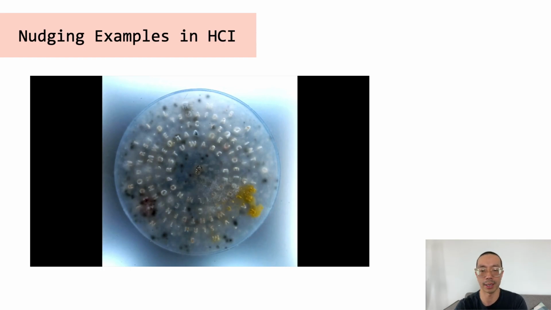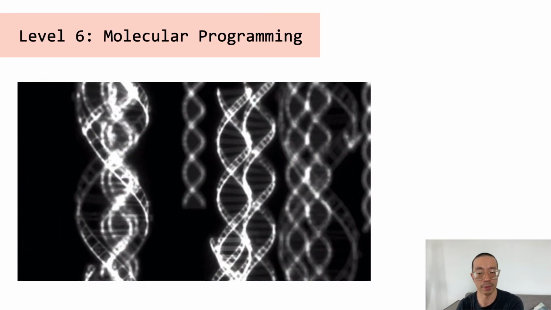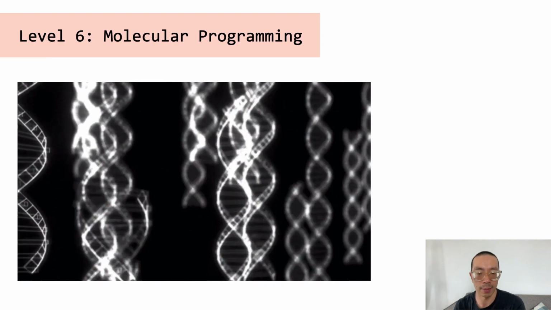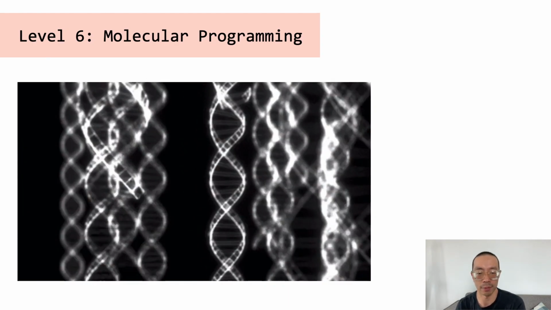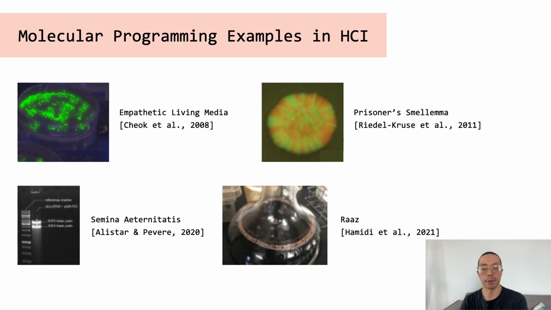And lastly, level 6 is molecular programming, which involves addition, removal, enhancement, and alterations of DNA. Through molecular programming, various phenotypes can be generated from the microbes that could help surface their livingness. Although there are only a limited number of examples in HCI that use molecular programming, it can potentially offer highly specific means of surfacing livingness. However, it may also bring ethical challenges given the invasive nature of the technique that could compromise the integrity of the microorganisms.